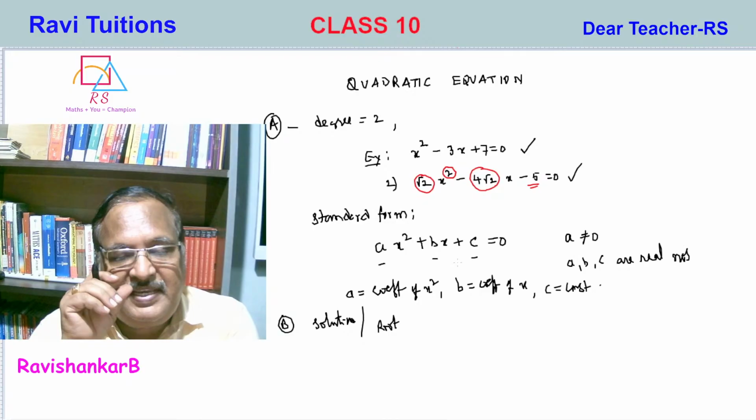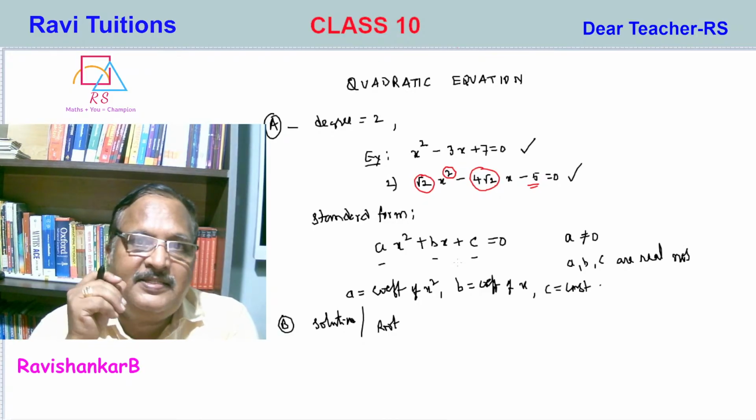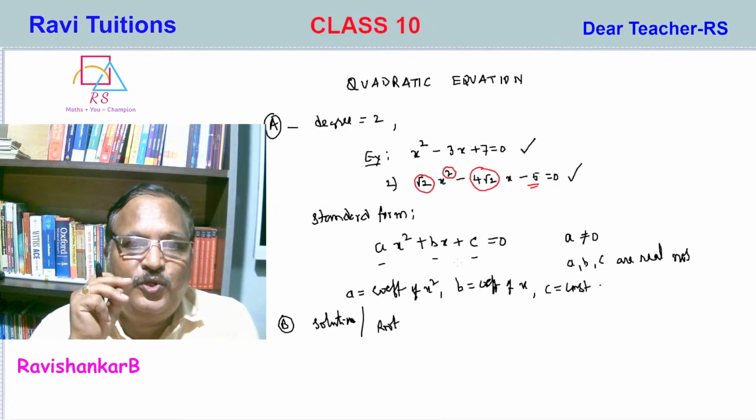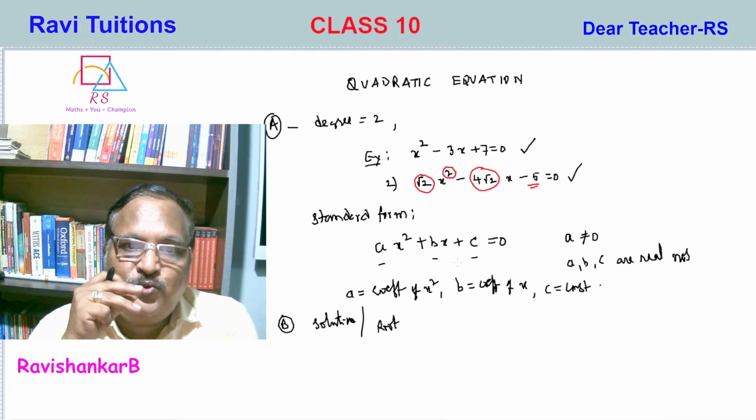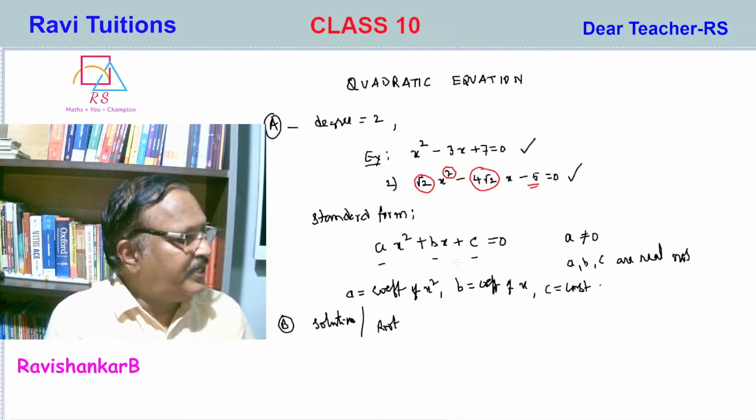Now how many solutions will be there? Because the degree is 2, there should be 2 solutions or 2 roots. Before that we will just check.